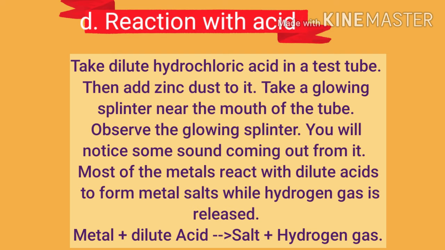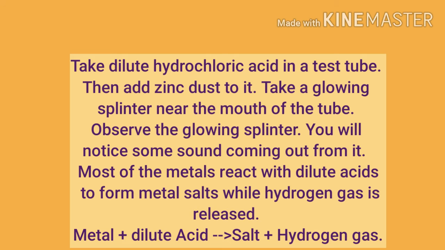Next, reaction with acid. Take dilute hydrochloric acid in a test tube, then add zinc dust to it, and then take a glowing splinter near the mouth of the tube. Then what will we notice? We can hear the pop sound coming out from the test tube. It means that hydrogen gas is formed.